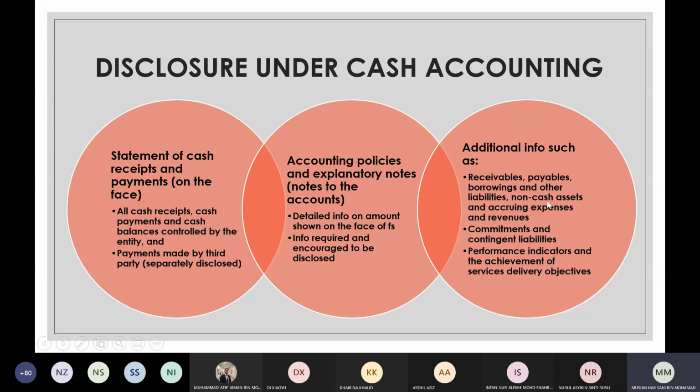So what will the disclosure be like? Under the disclosure, you can see receivables, payables, borrowings, all liabilities, commitments and contingent liabilities. These are for financial statements. So in other words, they support accrual, but of course the financial statement will be cash items, supported with additional disclosures for all the accrual items. On top of that, they also require disclosure on performance indicators, the KPIs on achievement of service delivery objectives. So take note of the additional disclosures under the cash accounting environment.